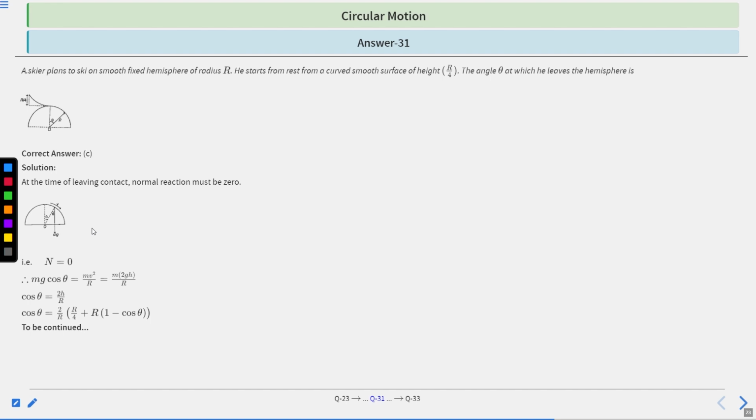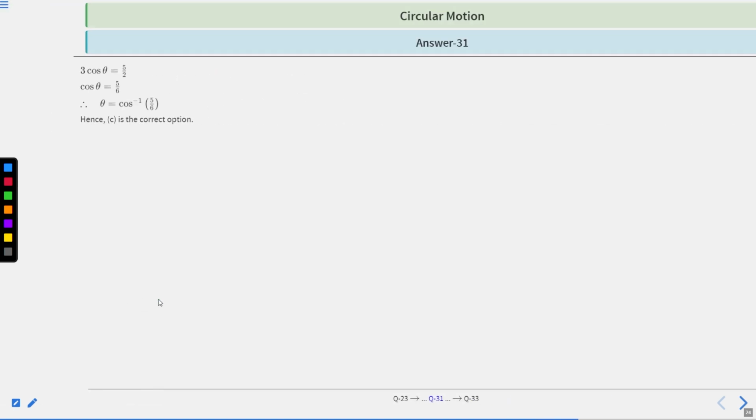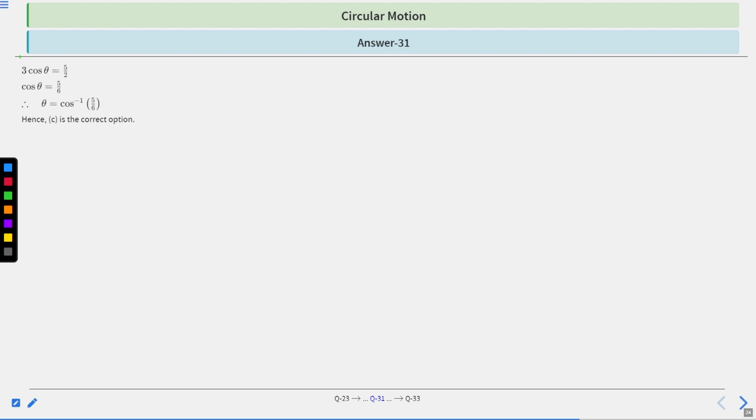Let's find a solution. At the time of leaving contact, the normal reaction must be 0. Clear? So N equals 0. If N equals 0, mg cos theta equals mv squared by r, which equals m·2gh by r. So cos theta equals 2h by r. Clear? Solving this, cos theta equals 2 by r times (r minus r cos theta)... Clear? So 3 cos theta equals 5 by 2.